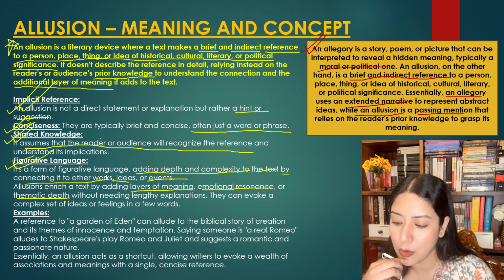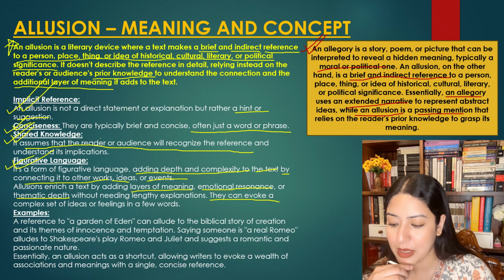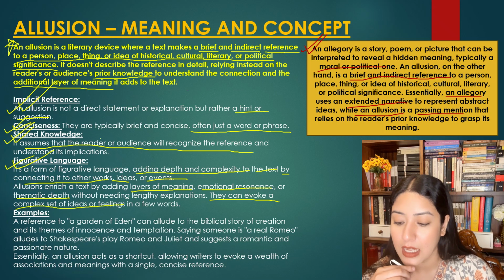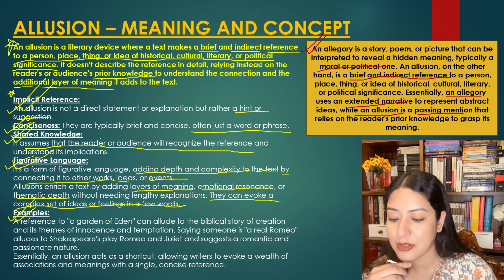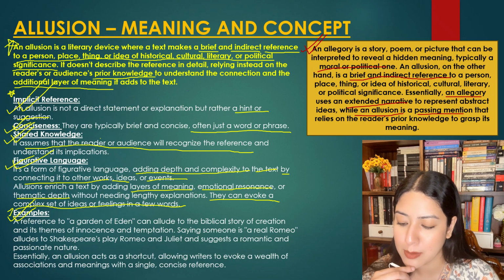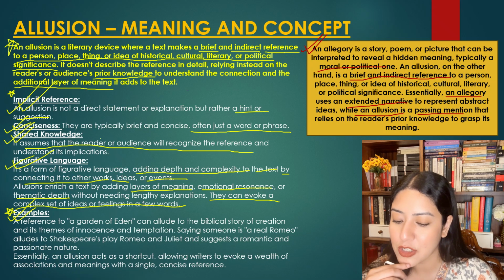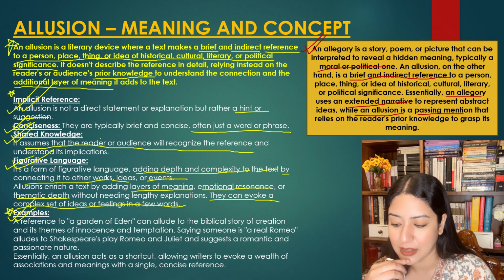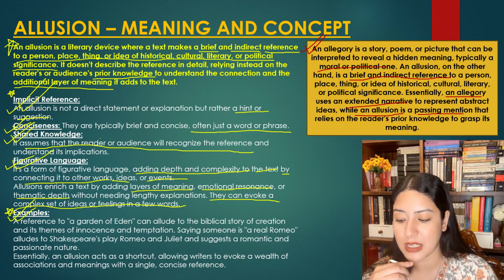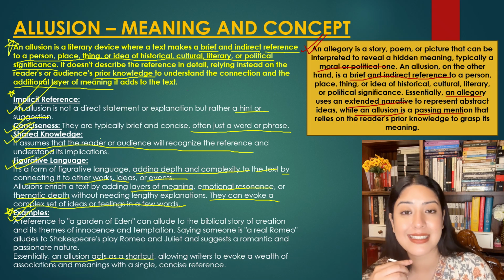And they can evoke a complex set of ideas or feelings in a few words. Examples: a reference to a Garden of Eden can allude to the biblical story of creation and its themes of innocence and temptation. Saying someone is a real Romeo alludes to Shakespeare's play Romeo and Juliet and suggests a romantic and passionate nature. Essentially, an allusion acts as a shortcut, allowing writers to evoke a wealth of associations and meanings with a single concise reference.